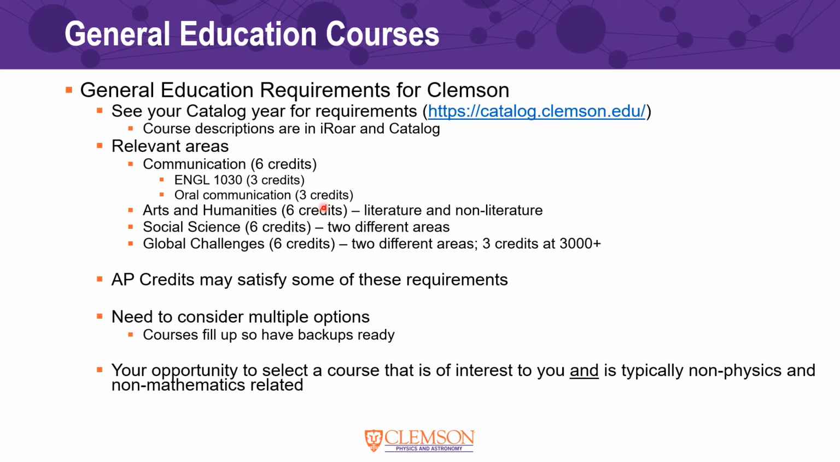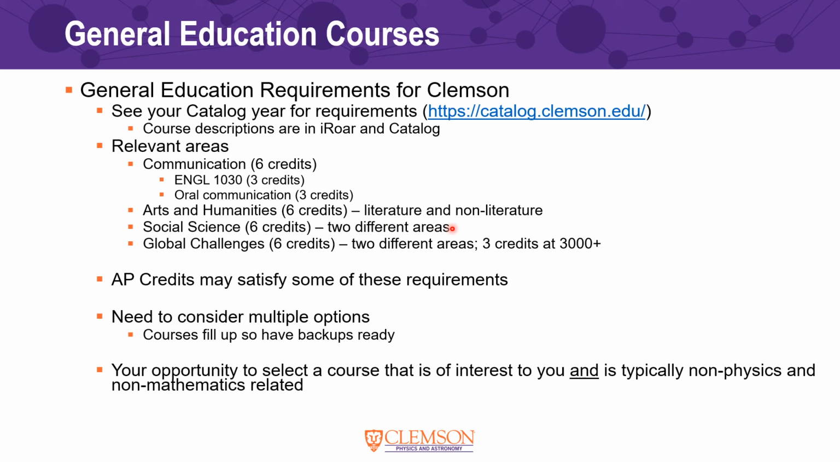The second set of 6 credits is in the area of arts and humanities. 3 of those is in a literature-based course, and 3 of those is in a non-literature-based course. And there's a list of these within the general education requirements in the Clemson catalog. The third set of 6 credits is in social science. The only caveat here is you look at the list, you pick 2 classes, with the caveat being they have to be from 2 different areas.